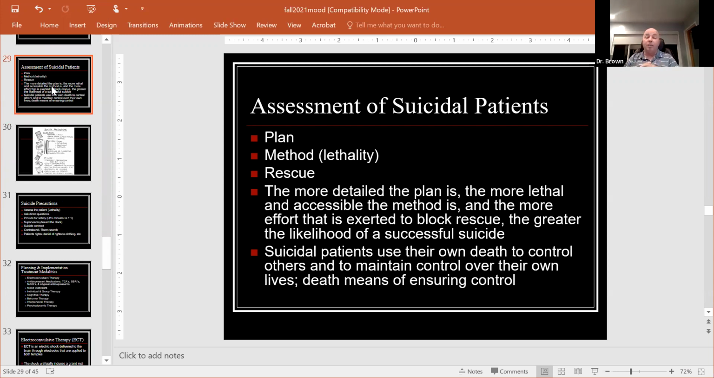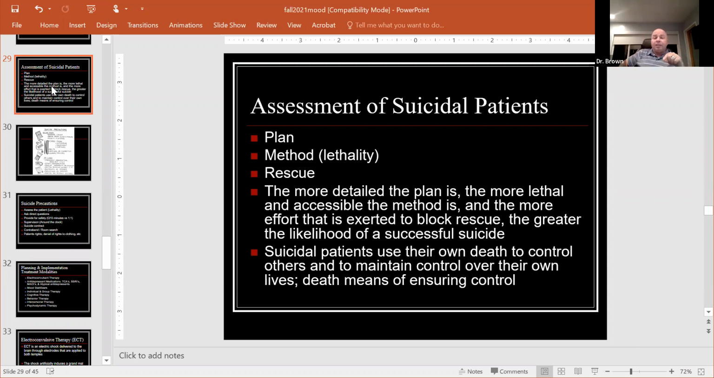The method: lethal, accessible. The more effort that extends to block rescue, the greater the likelihood of successful suicide. So I have patients that are chronically suicidal. I have one patient, he states, "Hey, Dr. Brown, when I leave your office, I'm going to kill myself." Okay, how are you going to kill yourself? "Well, I'm going to climb to the top of Mount Everest and jump." This guy lives in a box, so he's not getting there.